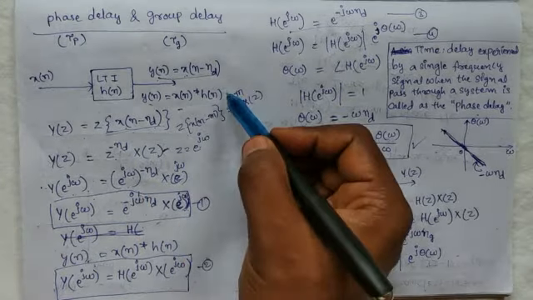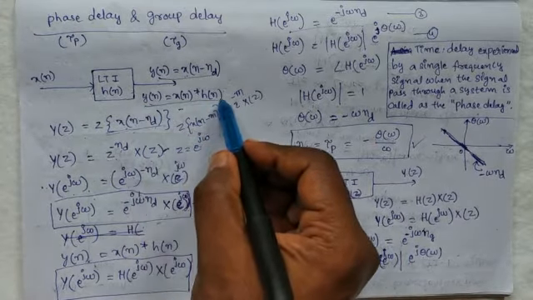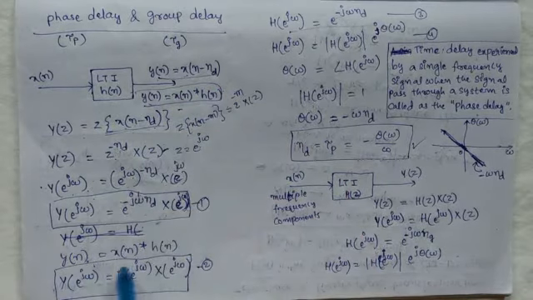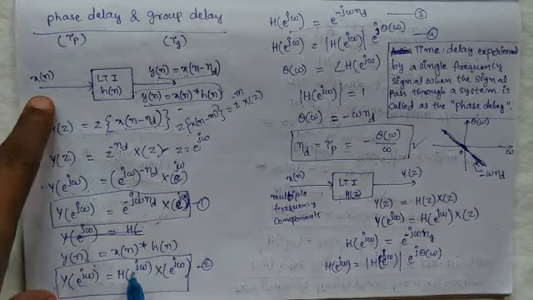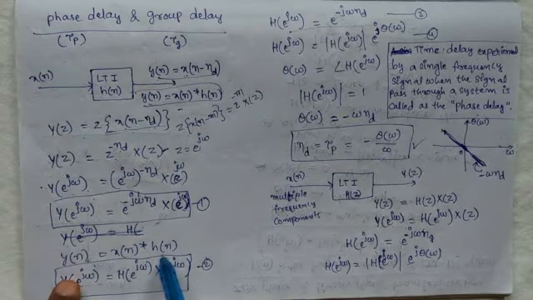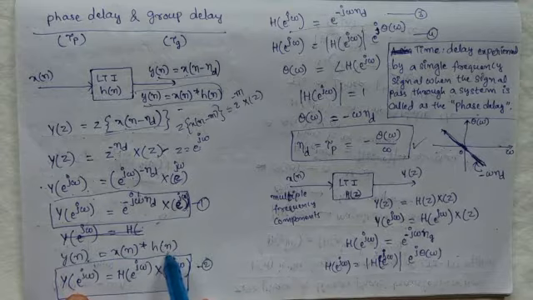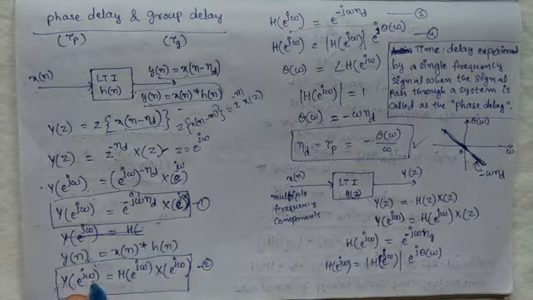Actually, the response of the system is calculated as follows. How do we calculate the response of the system? y of n is the convolution of the input and the impulse response of the system. Here y of n is equal to x of n convolution with h of n, that is x of n star h of n, where star denotes the convolution.